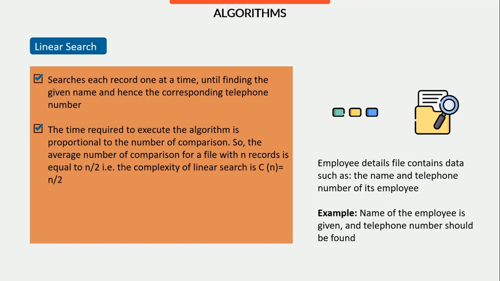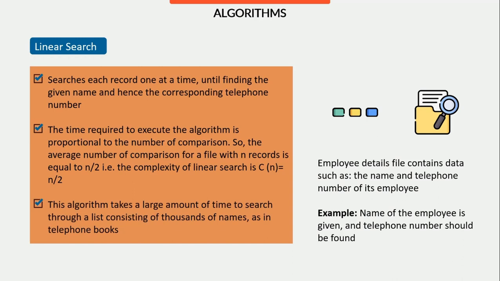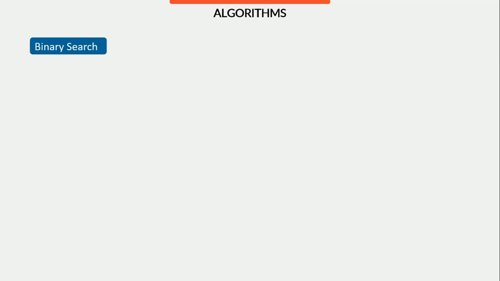This algorithm takes a large amount of time, as we saw. If we are searching through a list consisting of thousands of names, as in telephone books, or if we want to search for any element from a list which has thousands of records, then it would be very difficult for us to search it, and it will take more time. Now the other technique available is binary search.